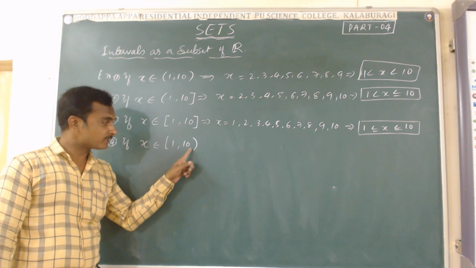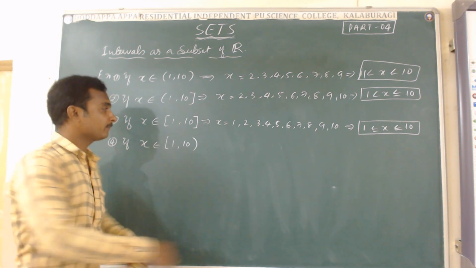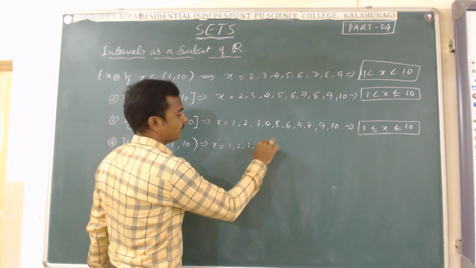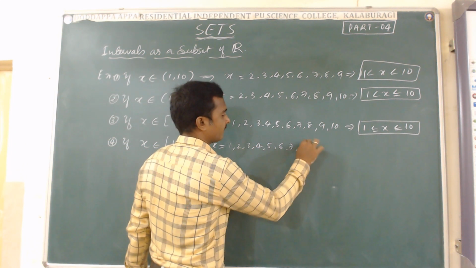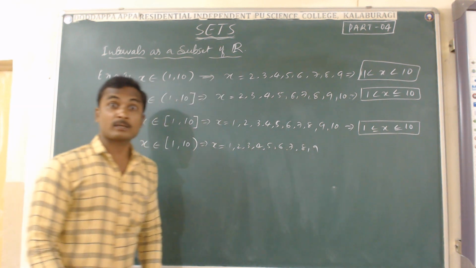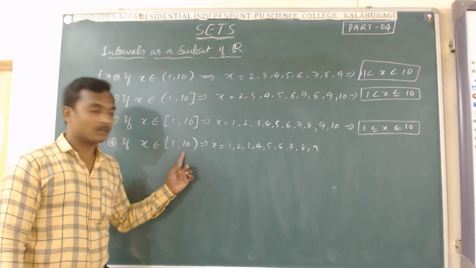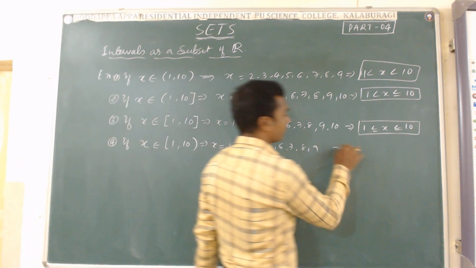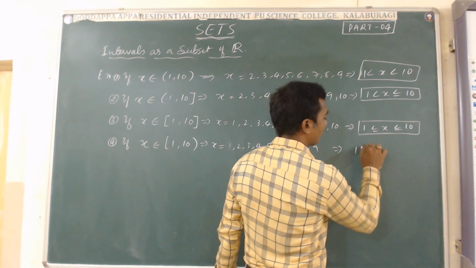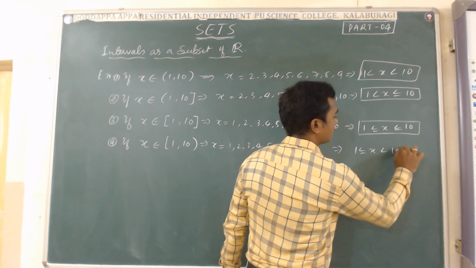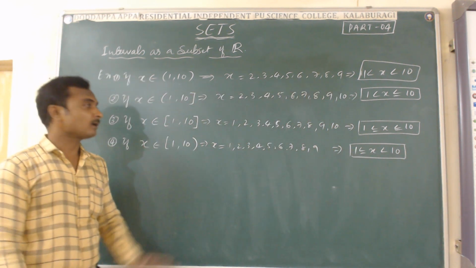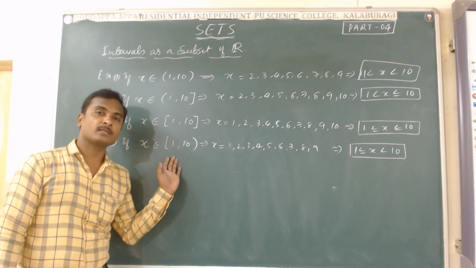Including 1, excluding 10, every number. It means here x equals 1, 2, 3, 4, 5, 6, 7, 8, 9, but not 10, because 10 has an open interval, while 1 is closed. In the interval form, this can be written as 1 is less than or equal to x is less than 10. So these are the best examples of how open and closed intervals work.